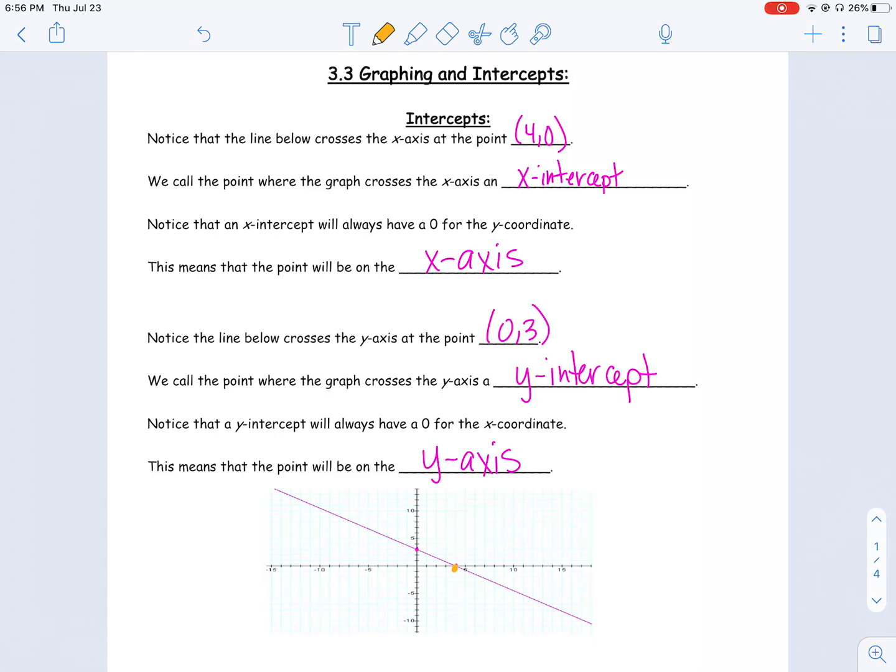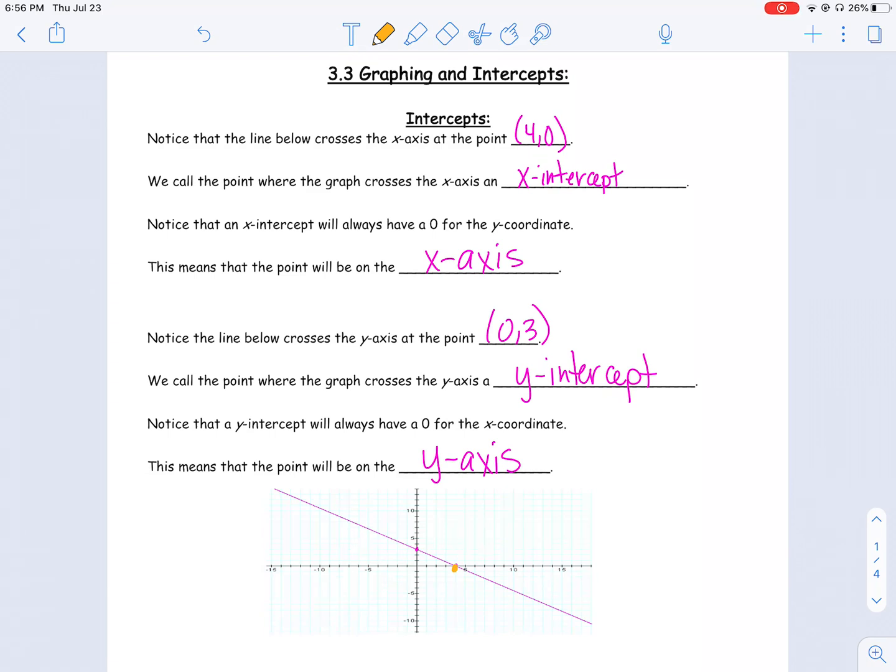We call the point where the graph crosses the x-axis an x-intercept. Notice that the x-intercept will always have a y value of 0. We went over 4, but we didn't go up or down at all, so it remained on the x-axis. So when y is 0, we have an x-intercept.